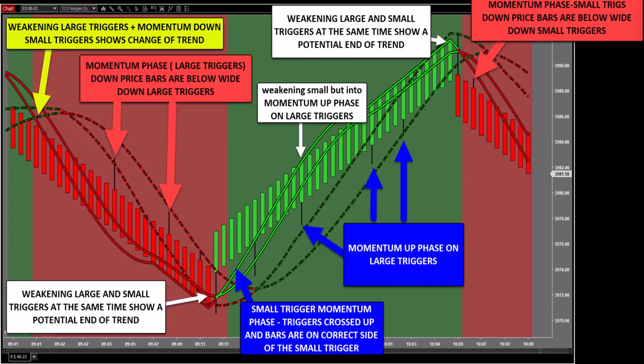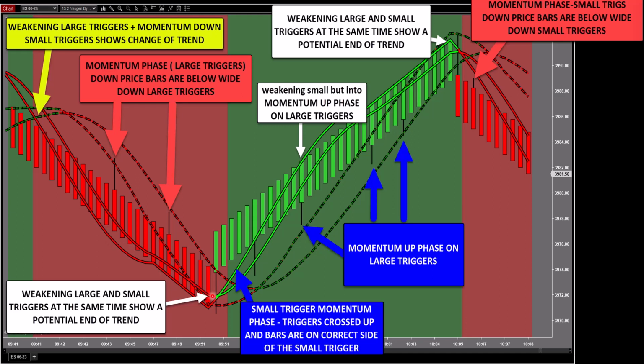Now, when we look at triggers, we look at both triggers. To bring both the large and the small trigger lines into the equation, you're going to see the same concept. Weakening is when the price bars are inside or starting to get below the large triggers, and that shows your change of trend. Then our momentum phase of the large triggers. I know the small triggers are on here now, but it doesn't change what was happening right here. The large trigger momentum phase with the small triggers below it is a very advantageous look for us, and that's what we're going to use during our trend trade rules.